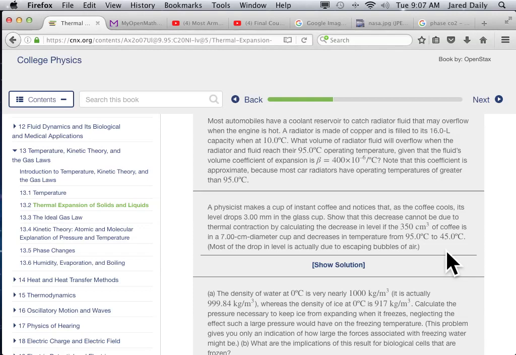They say to show that this decrease cannot be due to just thermal contraction. So what they're saying is that this thing didn't get less volume just because it got cooler. That's one thing that could have happened. The volume will go down as the temperature goes down, but it won't go down this much. So it dropped 3 millimeters in this glass cup.